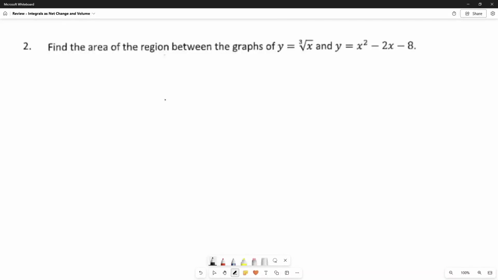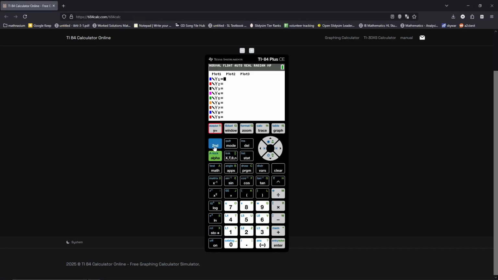Second problem is find the area of the region between the graphs of y equals cube root of x and y equals x squared minus 2x minus 8. So first, let's put these into the graphing calculator. So x squared minus 2x minus 8 and cube root of x. And it's going to look something like this.